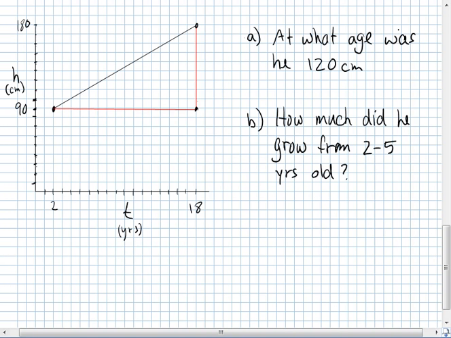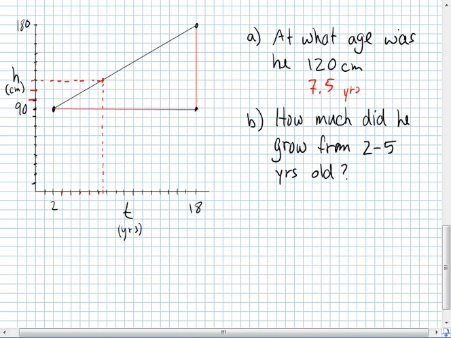Okay, well, let's first of all figure out answer number A, how old he was at 120 centimeters. There's 100 centimeters, 110, 120. So this is where he was 120 centimeters. It lines up right in the middle of this line here. To figure out his age, we drop down to the horizontal axis and estimate his age. So 3, 4, 5, 6, 7, about 7.5. He's 127 centimeters at 7.5 years old if we assume a constant rate of growth like we have.